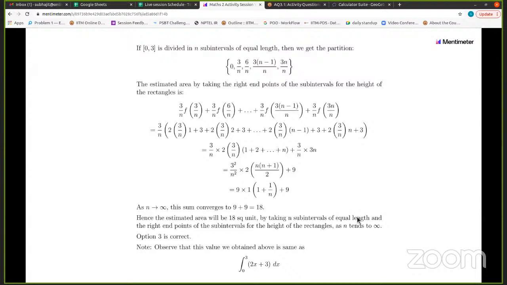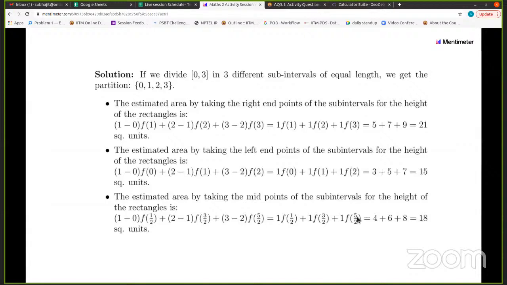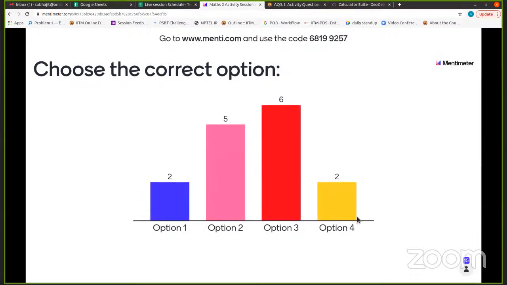So I think statements 1, 3 and 4 are correct. So option 3 is the correct one. Let me go back. Yes, option 3 is the correct one. So those who gave the wrong option can understand now why option 3 is correct.